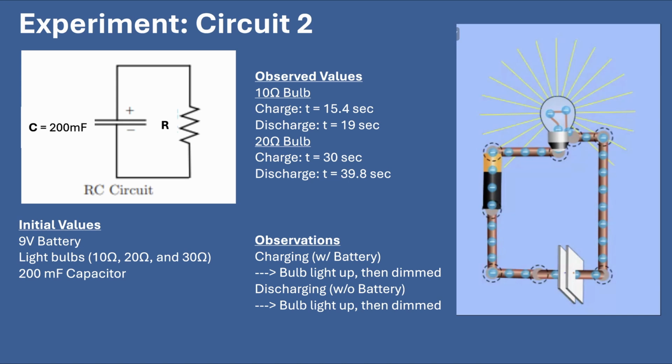Circuit 2 is a simple RC circuit consisting of a 9-volt battery, a light-up bulb of 10 and 20 ohms, and a 200 millifarad capacitor. As the three were connected, the light bulb first lit up and then dimmed as the capacitor charged. Then, by disconnecting the battery and closing the circuit yet again, the bulb lit up and dimmed as the capacitor discharged. Displayed are the charge and discharge times measured for both the 10 and 20 ohm light bulbs.